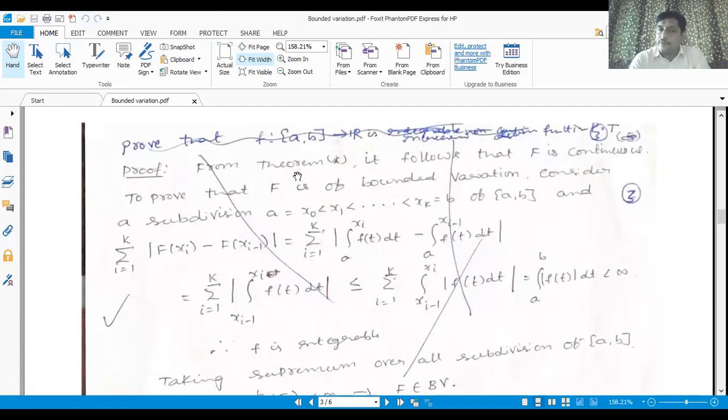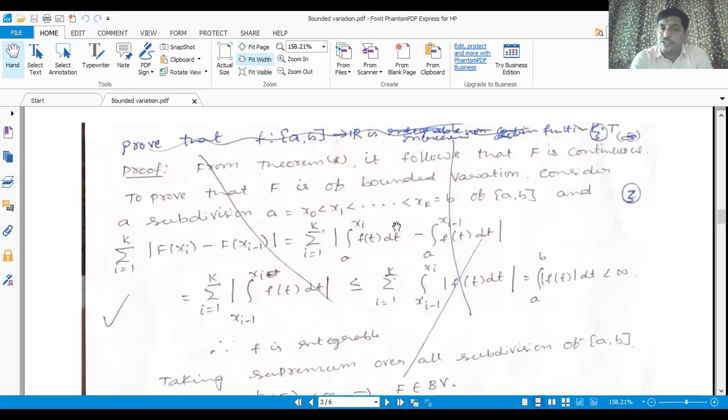Subdivision of that interval and make a summation of the modulus of the difference of the function with the previous one. That is the first procedure of a bounded variation. Using that property here, let us start the proof. Let f be of bounded variation.